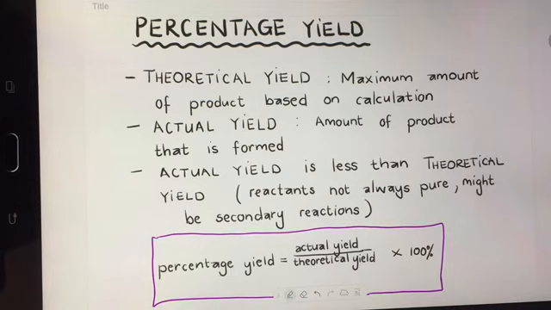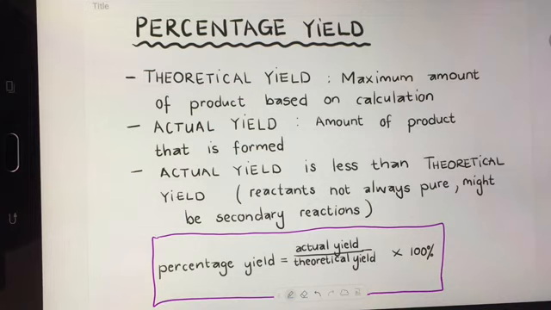For you to be able to calculate percentage yield, you need to know the difference between theoretical yield and actual yield. Theoretical yield is the maximum amount of product that is based on your calculation. So all the previous mole calculations that we've done, where you were given a certain amount of reactant and you had to work out how much product is going to form, that was a theoretical yield that you calculated. Actual yield is the amount of product that is really going to form.